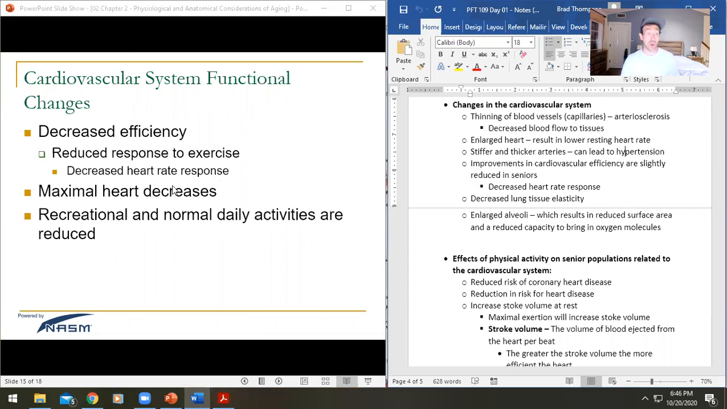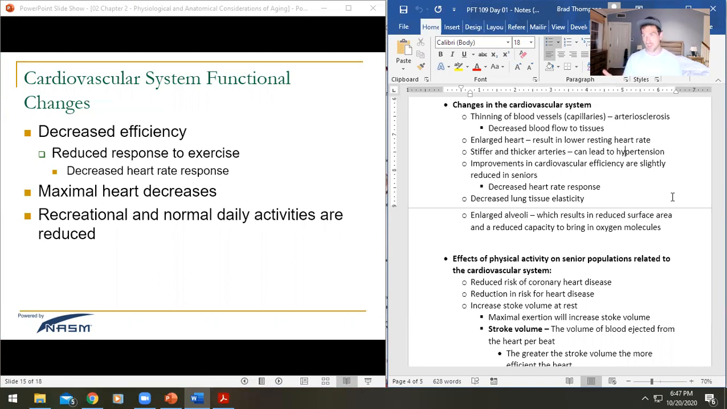Decreased efficiency. This is a big one. We also will see a decreased efficiency of the cardiovascular system. As we get older, your nervous system, remember, is actually what triggers your cardiovascular system. Your cardiovascular system is your heart beating, right? Your heart sets its own rhythm, but it is getting all of these signals from your nervous system. It's your autonomic nervous system. It's not the conscious part of your brain. It's not somatic, it's autonomic, but it is still your nervous system.